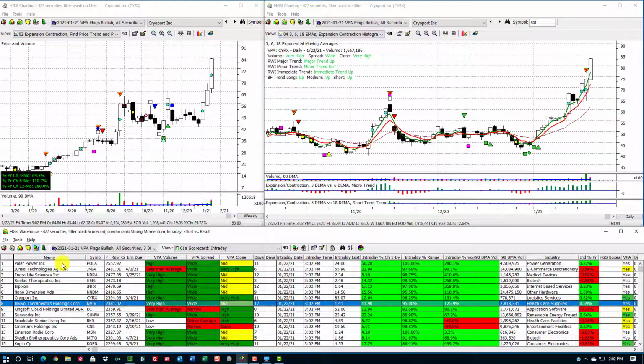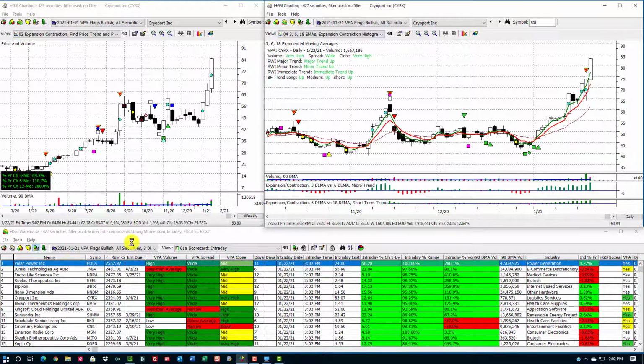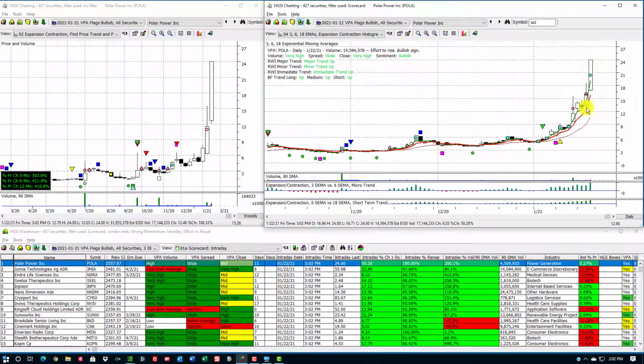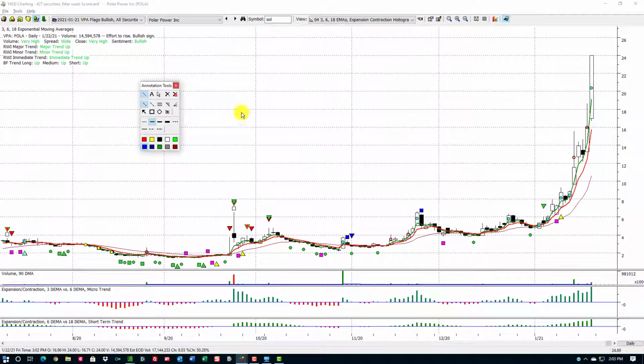Okay, let's look at Polar Power. Wow, this one is moving up nicely today. Here's your crossover right here. You can see it down here too. This is after the crossover, so these VPA flags would have shown up. And now look where this stock is today. Let's just take a look at this.